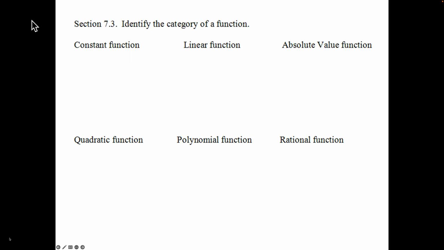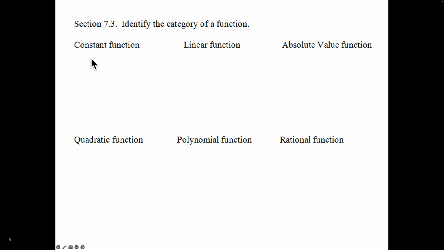Get started with section 7.3. We're going to look at what we call the function catalog. This is where you have to be able to identify a function by equation, know what its name is, and know what its graph looks like.